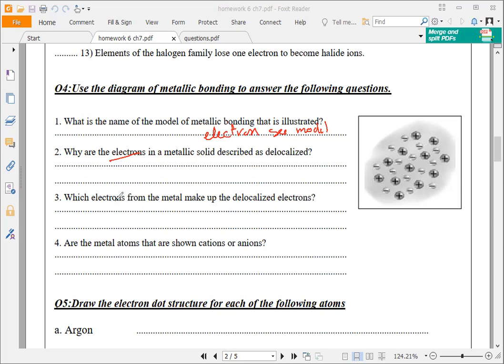Number 3. Which electrons from the metal make up the delocalized electrons? Valence electrons. Excellent. Number 4. Are the metal atoms that are shown cations or anions? Cations. The metal atoms are positively charged ions. Cation. Excellent. Thank you.